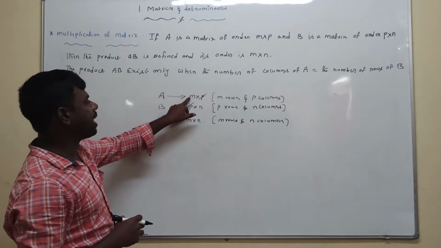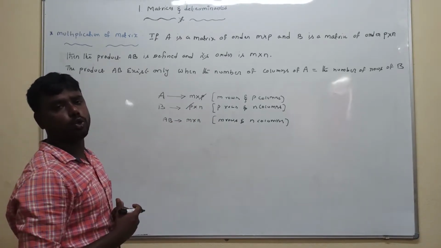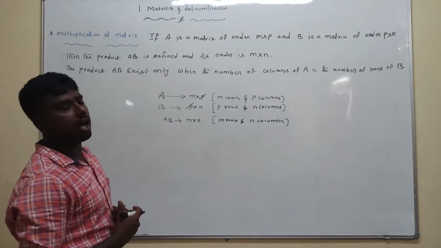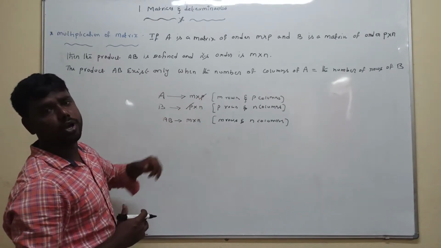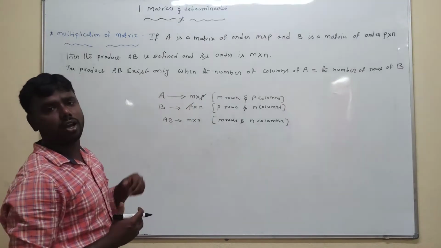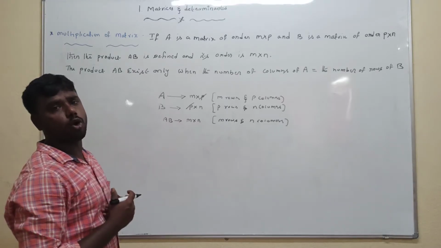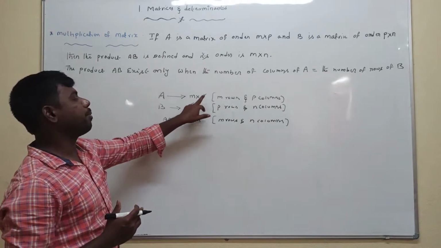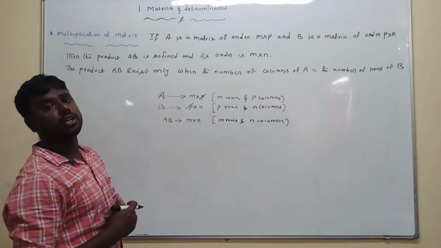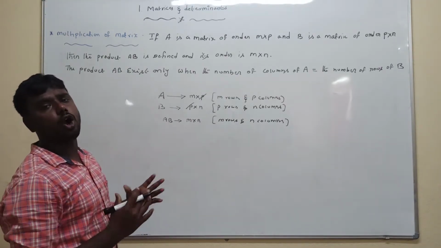Finally, we get the resulting matrix of order M by N. For the product of two matrices, the number of columns in the first matrix must equal the number of rows in the second matrix. Both are equal, so the product exists. Whenever the number of columns is not equal to the number of rows in the second matrix, the product does not exist.